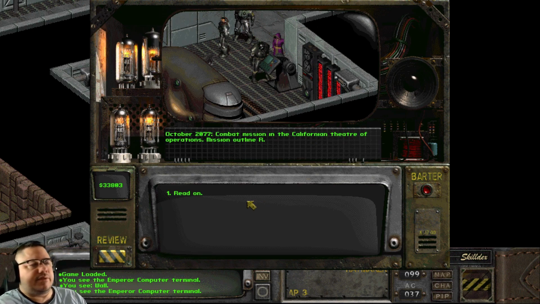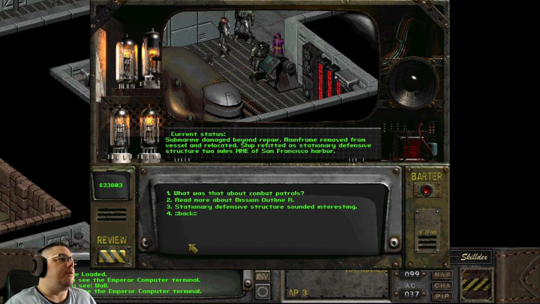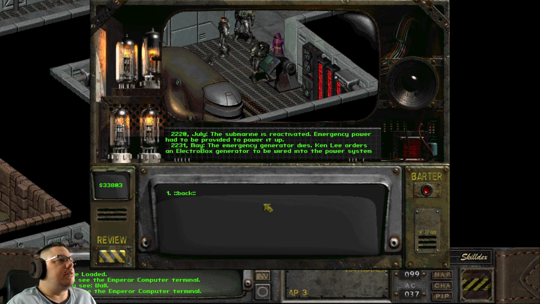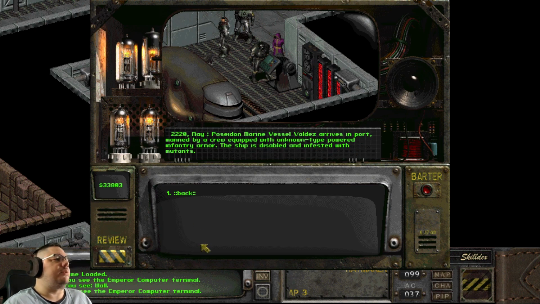In October of 2077, it had a combat mission in the Californian Theater of Operations, mission outline R. Current status: submarine damaged beyond repair. Mainframe removed from vessel and relocated. Ship refitted as stationary defensive structure 2 miles north-northeast of San Francisco Harbor. Stationary defensive structure sounds interesting. Didn't we read this? This looks familiar.